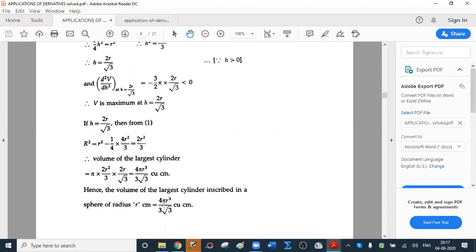See, for CET, you have to remember this as a standard result. Usually I give a list of 100 to 150 sums for CET. You have to remember those as standard results.